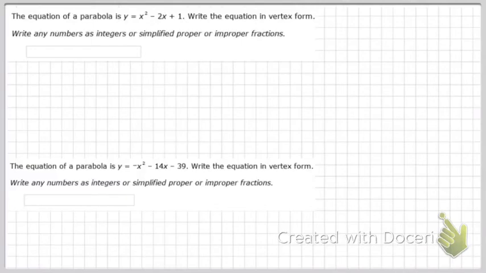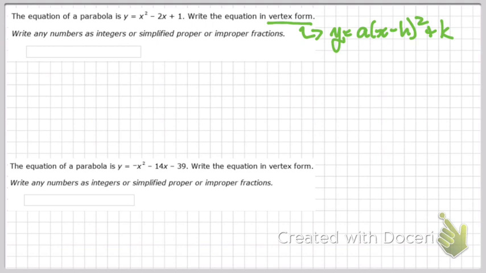This is how you write standard form into vertex form. Okay, so we want vertex form, which looks like this. It's what you guys are used to. It's what we've been using to graph our quadratics. And now we're looking at standard form, and we have to change that into vertex form.